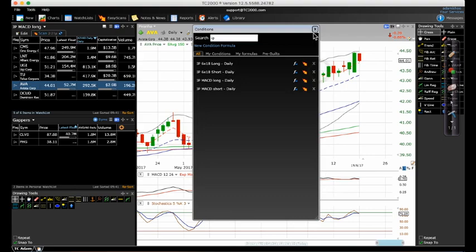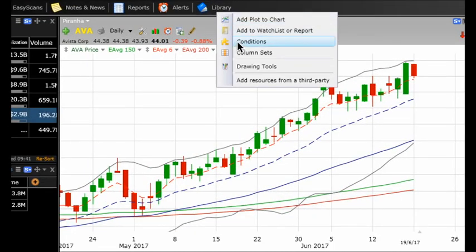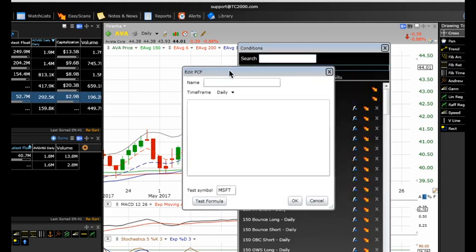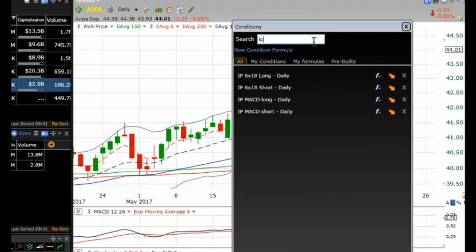What you do again is go to Library, Conditions, and click on New Condition Formula because you have not created it yet. There we go. This is an empty script. So you put in impulse pullback 6 cross 18 long, and then you copy and paste the formula, which you can download from our page. Just paste this formula, then click OK.